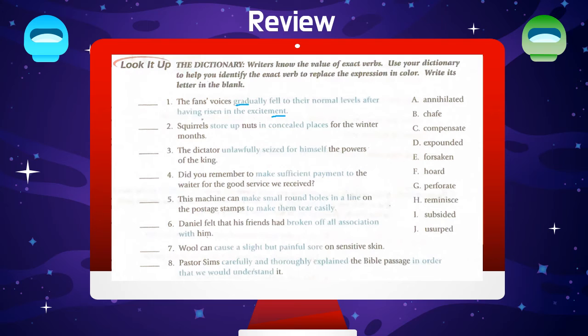Annihilated, chafe, compensate, expounded, forsaken, hoard, perforate, reminisce, subsided, usurped. Now you might be thinking, I have no idea, Miss Ashley. Those are all very strange looking verbs to me. Okay, so what you need to do is find one that you think it might be. Look it up. It's not going to be word for word, but if its definition matches the idea in the color, then that's the correct verb. If it doesn't match, then you need to keep searching. So I want you to do that right now. Find the one that you think would be it, pause your video, and go look it up.